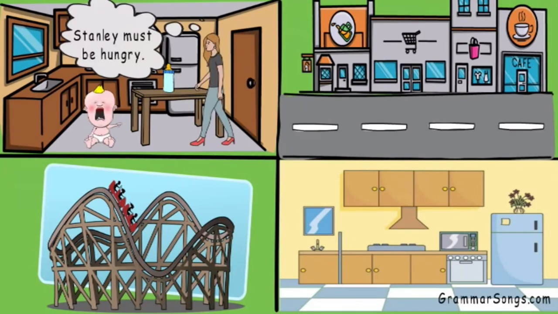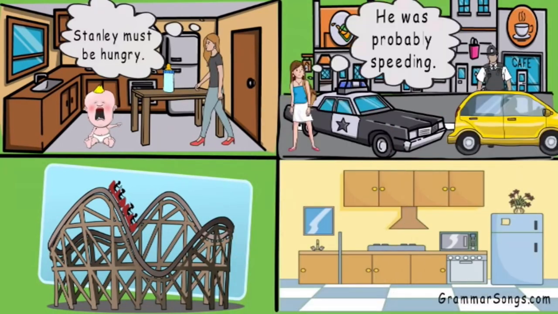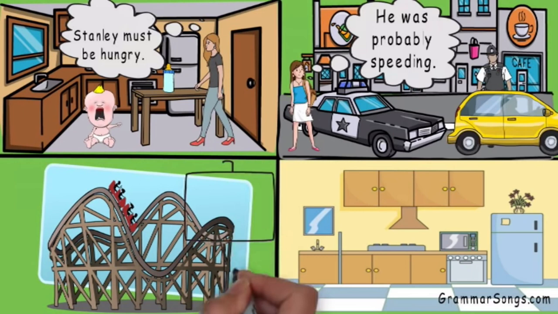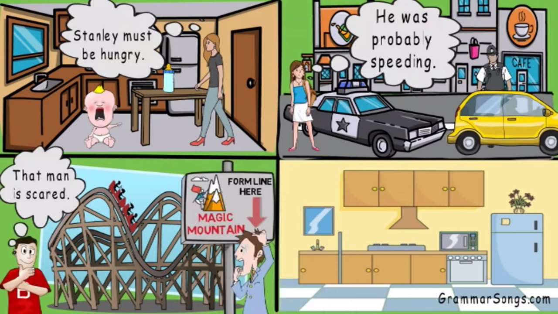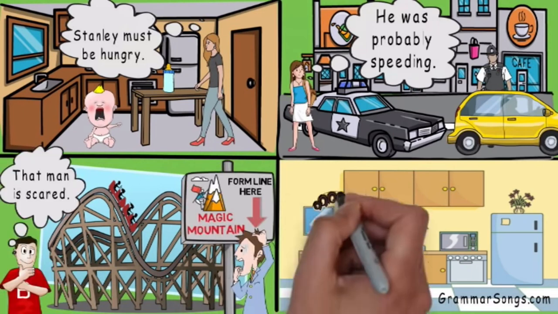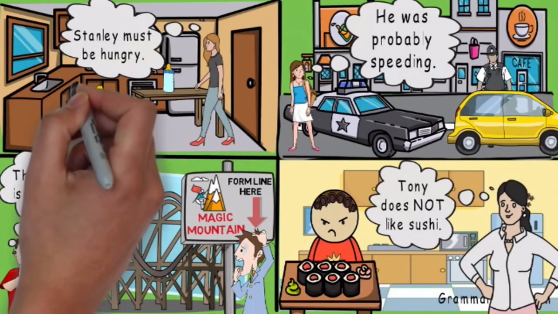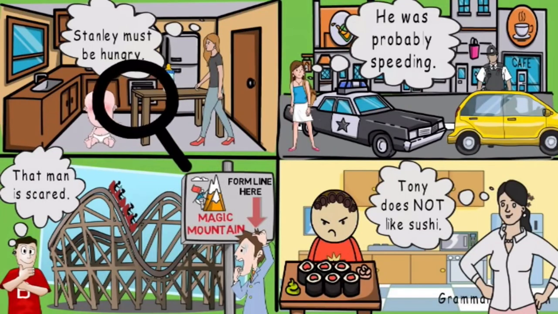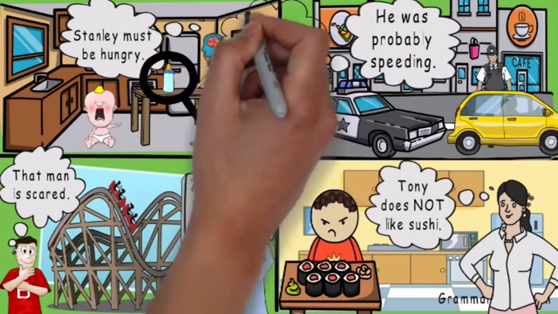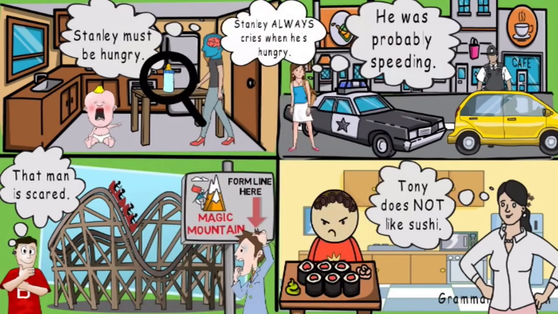Stanley must be hungry. He was probably speeding. That man is scared. Tony does not like sushi. In everyday life, people combine the clues they see with their prior knowledge. Stanley always cries when he's hungry to form an inference. Stanley is crying. He must be hungry.